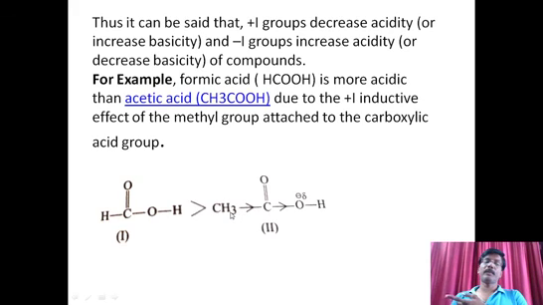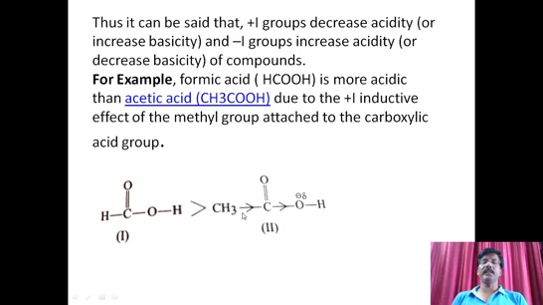We know, due to the plus effect, what happens? Electrons are pushed towards COOH. Therefore, the acidic character decreases because the proton cannot go away easily. When there is no methyl group, the plus I effect is not there. Therefore, this proton can be removed a little bit easier when compared to acetic acid. So when you compare the acidity of acetic acid and formic acid, definitely we say that formic acid is a stronger acid than acetic acid.